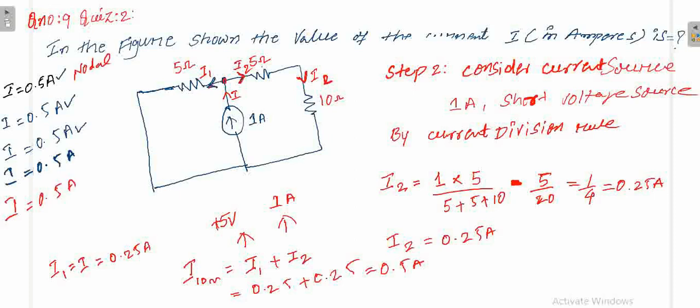This is with super mesh analysis. This is with Thevenin's theorem. This is with Norton's theorem, and this is with the superposition theorem. So with respect to all concepts, we got 0.5 amperes. So the answer for this one is 0.5 amperes.